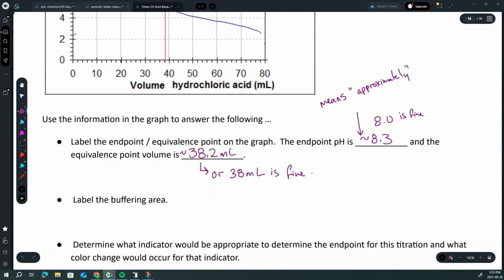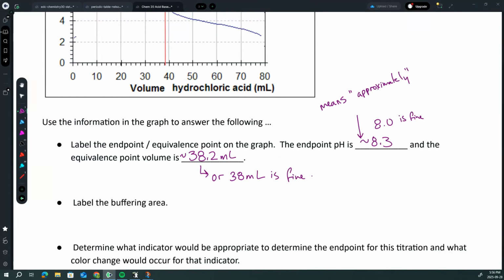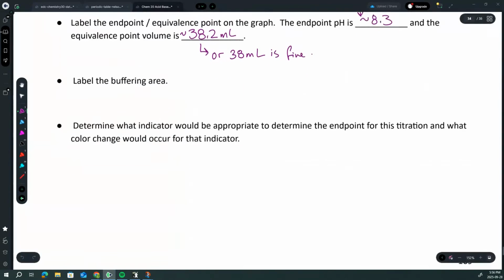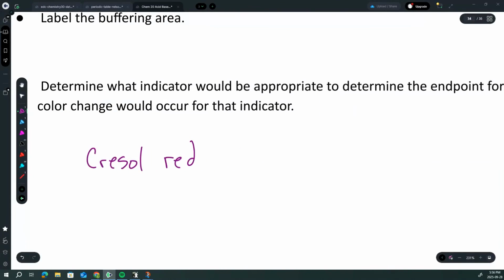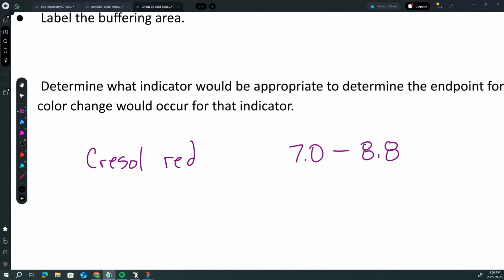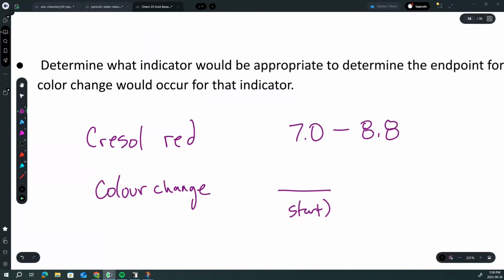Again, if you did say 8 for your answer, that's fine, but you need to adjust your answer for what indicator you would use. I am going with the endpoint pH of 8.3, so Cresol red would be the best indicator to use based on my information. The range that I'm most interested in, it had a couple of ranges, but the one I'm most interested in is from 7 to 8.8. And the color change, again, is from the start of the curve to the endpoint.